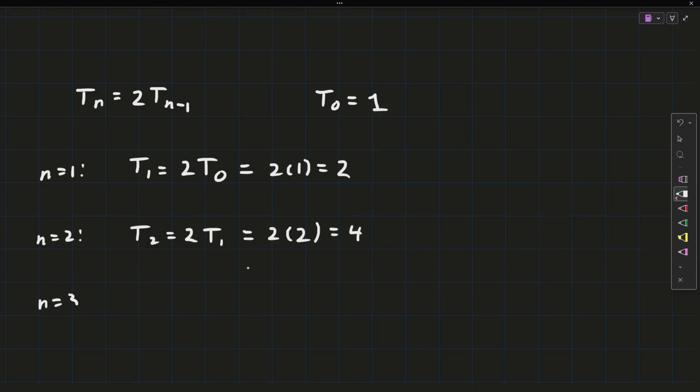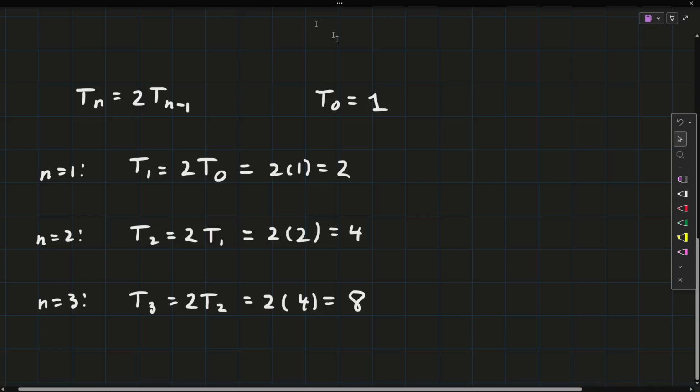If we want to find the third term, n equals 3, we get that t3 is equal to 2 times t2. Again, that's just subbing into this formula, which will be 2 times t2, which is 4, so 2 times 4 equals 8. I want you to see if there's a pattern here. So we have 1, 2, 4, 8. Can you see a pattern?